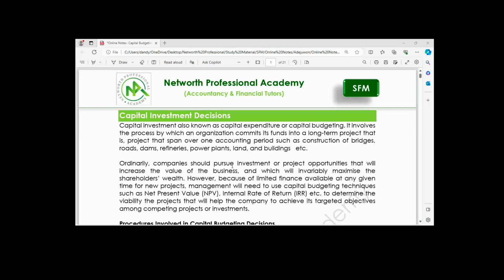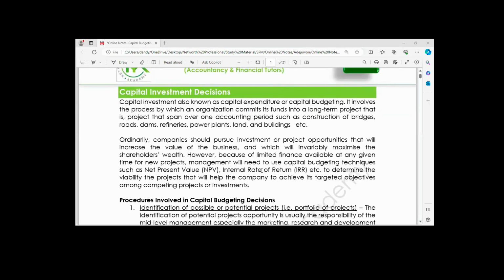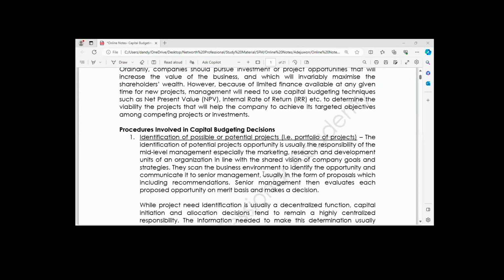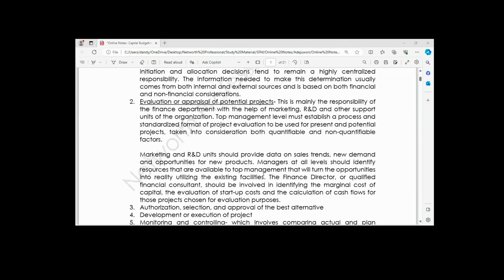The third step is authorization and approval of project. The third procedure is authorization and approval of a project. At this stage, since the project has been approved by the relevant management level, there will be need for the company to mobilize contractors that will execute the job. You need to mobilize because there is management approval. What that means is that the project is good to go.